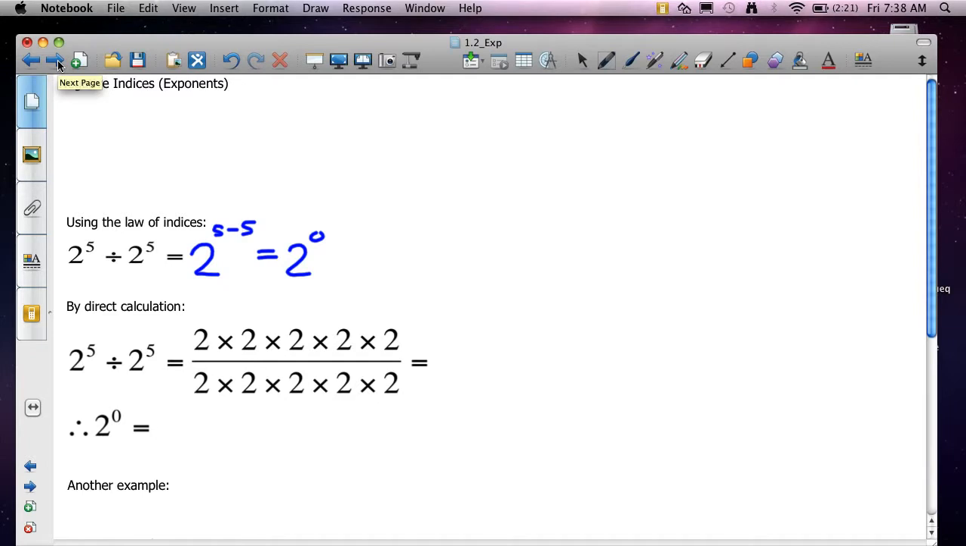Well, let's take a look through direct calculation. I'm going to expand all my 2's. So I have 2 times 2 times 2 times 2 times 2, divided by 2 times 2 times 2 times 2 times 2. And I start canceling values out, and I see that I'm left with exactly the same number of values in the numerator and the denominator. Anything divided by itself is 1. So 2 to the power of 0 equals 1. What does this have to do with negative values? We're going to get there.